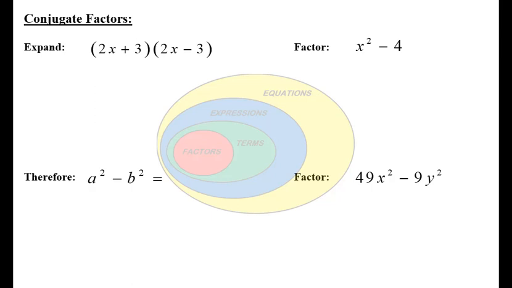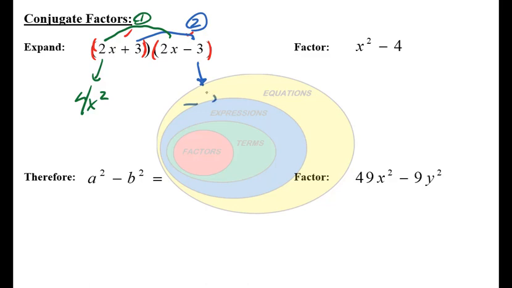And conjugate factors, these are binomials where one is plus and the other is minus. We have the terms 1 plus, 1 minus. And what was nice when we did this is that when we multiply the first term, we get just that term squared, 2x times 2x, which is 4x squared. The last terms, 3 times negative 3, we're going to get negative 9.